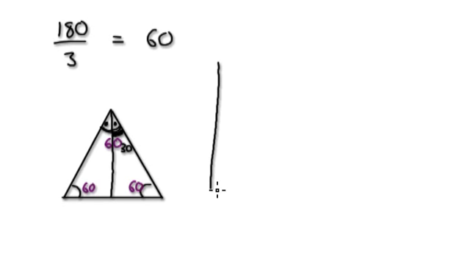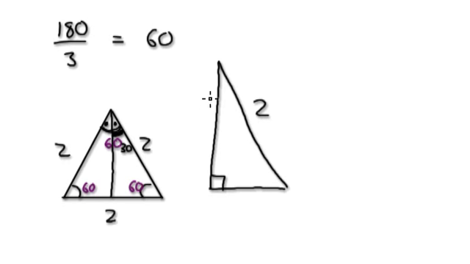So let me draw this again. Remember, we're saying that this is 2, this is 2, and this is 2. This angle here is 30 degrees, and this angle here is 60 degrees. This is 2, so from here to here must be 1. So we know that this is 1. We don't know the height yet, but we can use Pythagoras to find the height. Let's call this x.